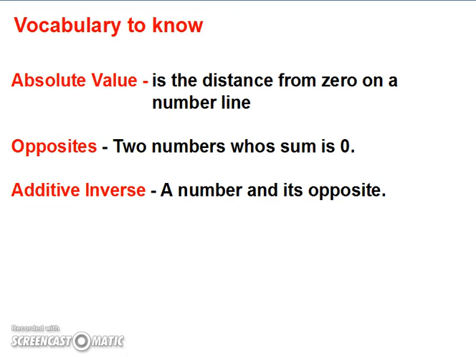Let's look at some vocabulary. An absolute value is the distance from zero on a number line. Opposites are two numbers whose sum is zero. An additive inverse is a number and its opposite.